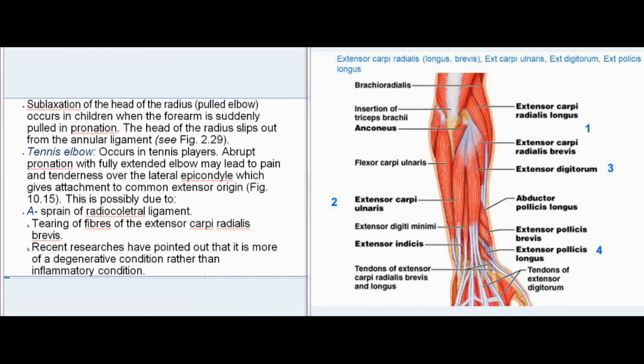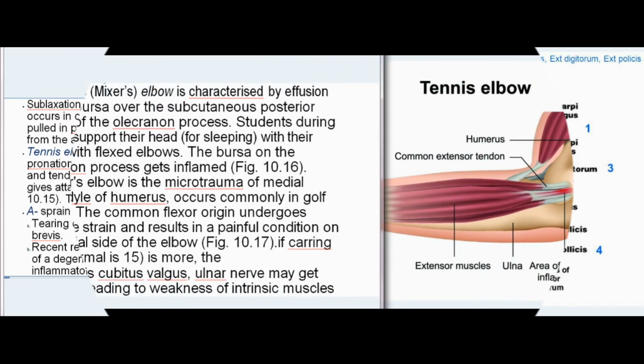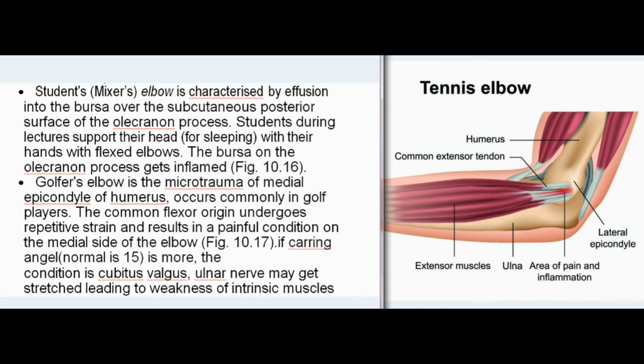This is possibly due to a sprain of the radiocollateral ligament, tearing of fibers of the extensor carpi radialis brevis. Recent research has pointed out that it is more of a degenerative condition rather than an inflammatory condition. Student's elbow is characterized by effusion into the bursa over the subcutaneous posterior surface of the olecranon process. Students during lectures support their head, for sleeping, with their hands with flexed elbows. The bursa on the olecranon process gets inflamed, Fig.